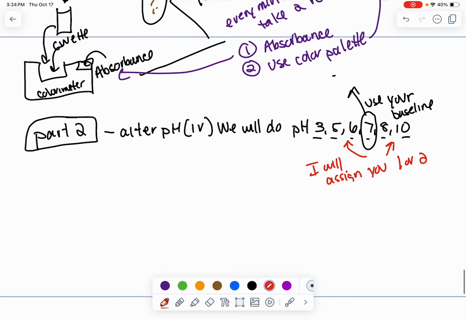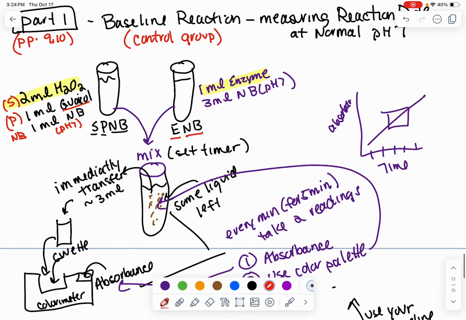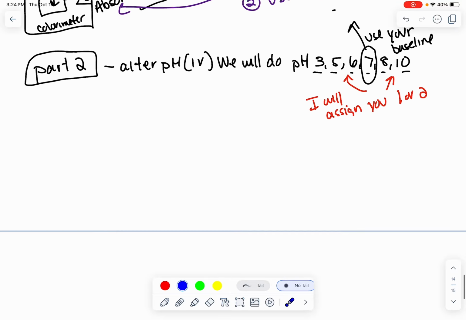But basically, it's going to look the same. You're going to do it the same way we did up here. You're going to set up 2 test tubes. The only difference is going to be, instead of putting in neutral buffer, you're going to put in, well, you're going to put neutral buffer in this one. But with the enzyme, instead of putting a pH of 7, I'm going to give you a whole set of buffers. You're going to put in the pH of 3 or the pH of 5. Do the same thing, mix it, okay, and measure the rate of the reaction.